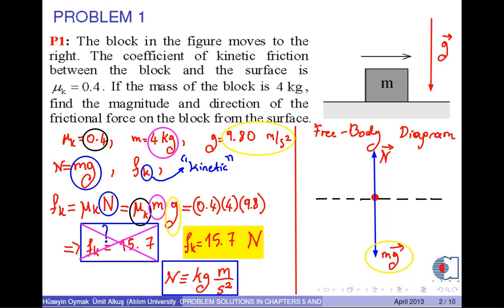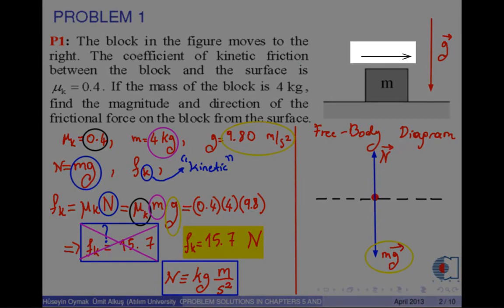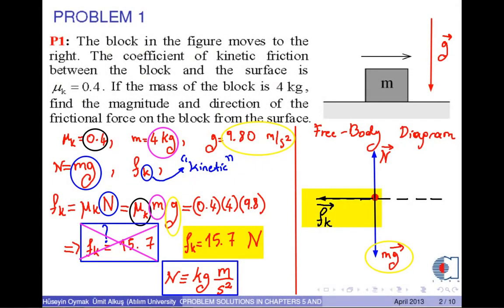Now we come to determine the direction of the frictional force. As you guess from your daily life experiences, it is antiparallel to the motion, that is, to the left. Okay then, we are done. Let's have a look at the second problem.